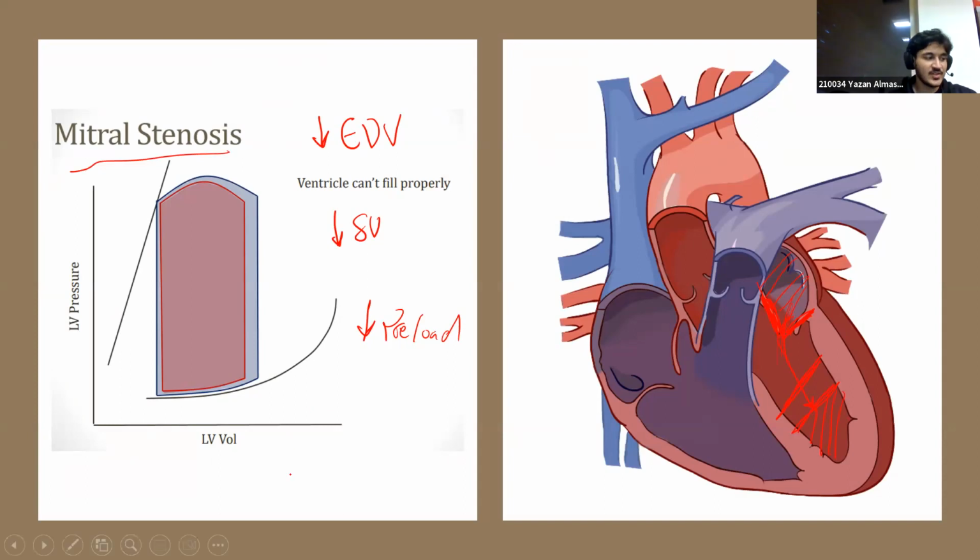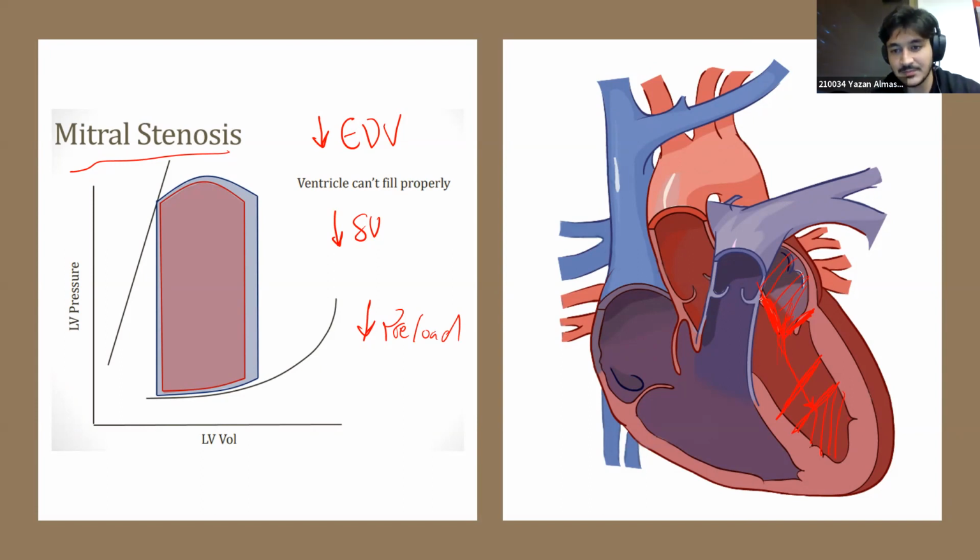Which type of murmur do we have in mitral stenosis? Diastolic. If you didn't get why it's diastolic, it's fine. I'll explain it one more time, so that you leave the lecture understanding everything, inshallah.